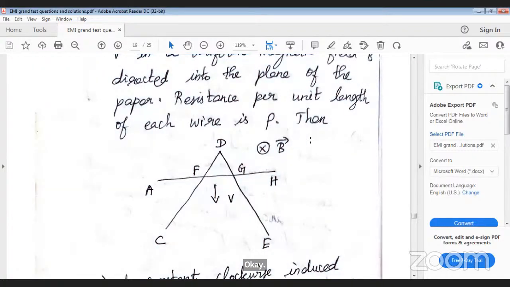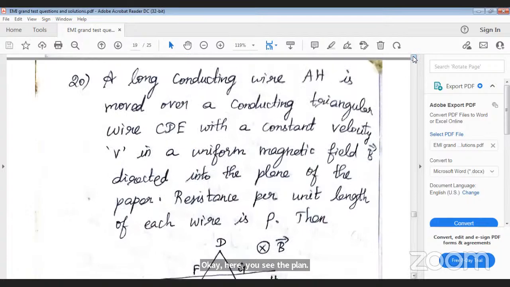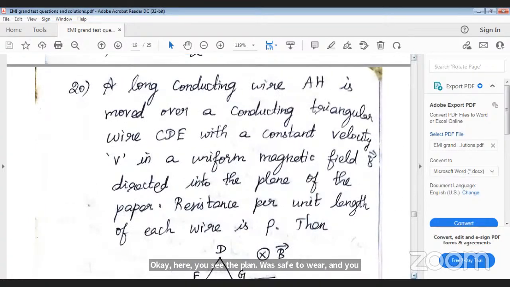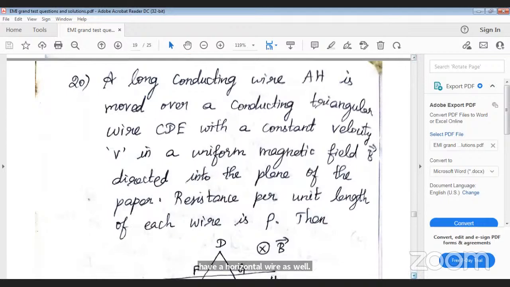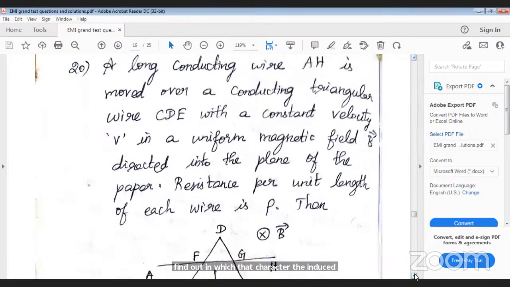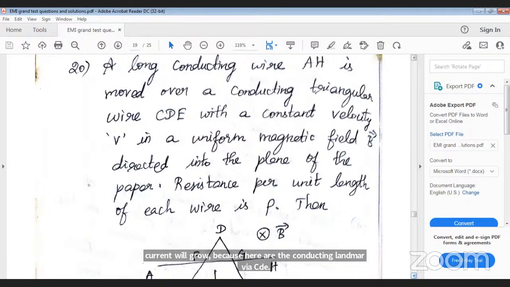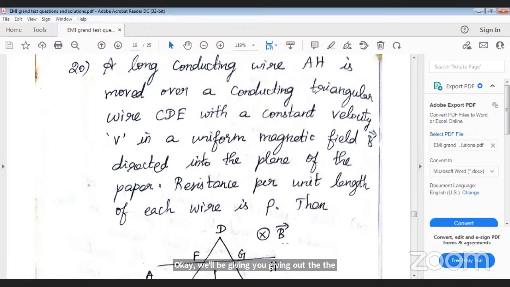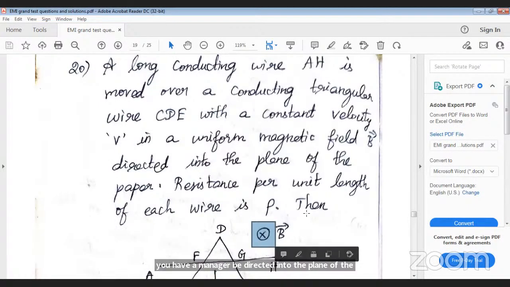Here you see the triangular shaped wire, and you have a horizontal wire as well, and this is actually moved. Now we have to find out in which direction the induced current will flow, because you have a magnetic field directed into the plane of the paper, that is represented by this mark. This into mark tells you that the magnetic field is directed into the plane of the paper.